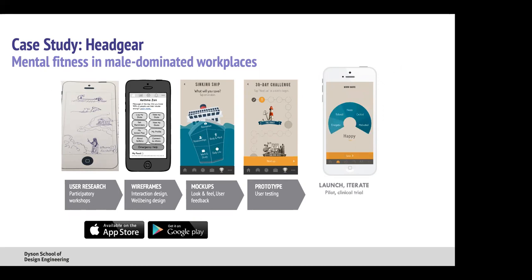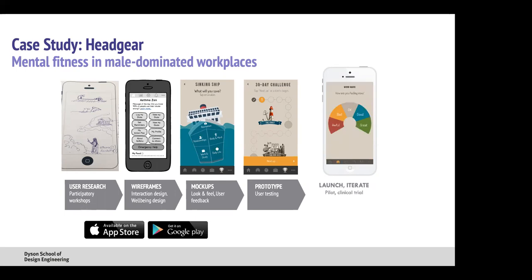So now I will talk a little bit about a project that we have developed. Headgear was a project funded by the Movember Foundation that was about improving mental health in male-dominated workplaces. And here you have a diagram of the design process we normally use. We do user research, so we interview people in different contexts. Our industries include the police department, ambulance services, fire department, so very male-dominated workplaces. The male-dominated aspect was partially because of the funding agency, and partially because males have a very different kind of mental health risk profile.